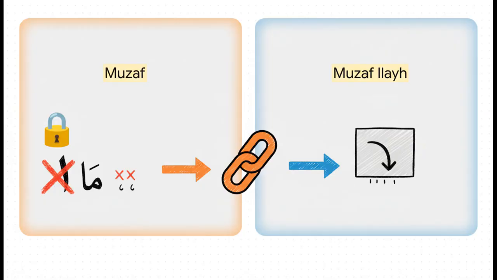Okay, now this is where it gets really interesting. Each of these two parts has its own strict, non-negotiable rules. The first word, the mudaf, that's the thing being possessed. It gets stripped down. It's not allowed to have the definite al prefix, and it can't have tanween, that little n sound you hear at the end of some nouns. The second word, the Mudaf Ilaih, or the possessor, has one main job. It must be in the genitive case, what we call majroor.